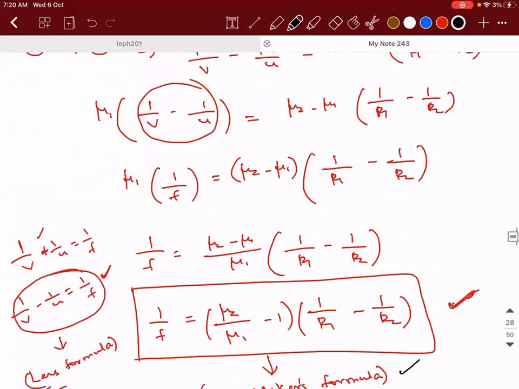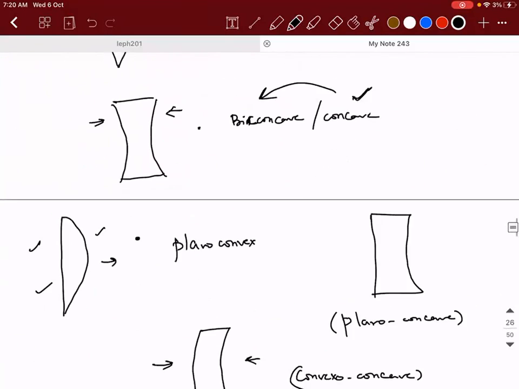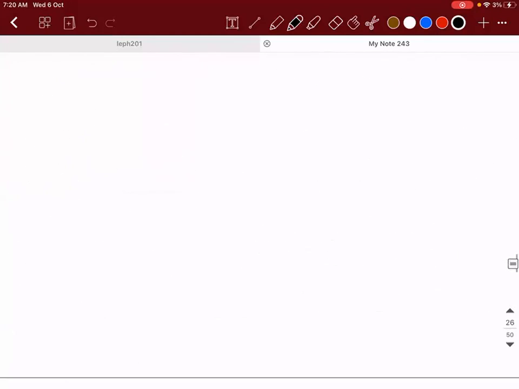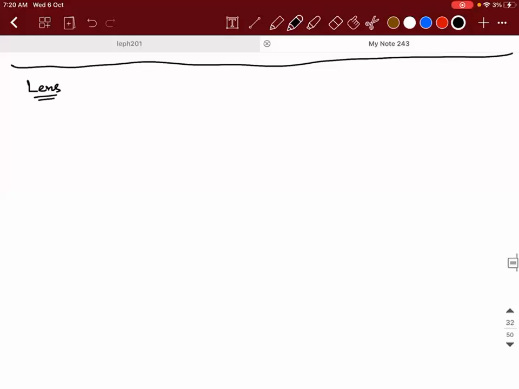Biconvex, yes sir, you told. Biconvex, biconcave. All these things are there, right? So you remember the parts of a mirror, right? You have a pole, center of curvature, aperture, and all those things. In a similar way, a lens also has different parts associated with it. Let's see how much you remember.